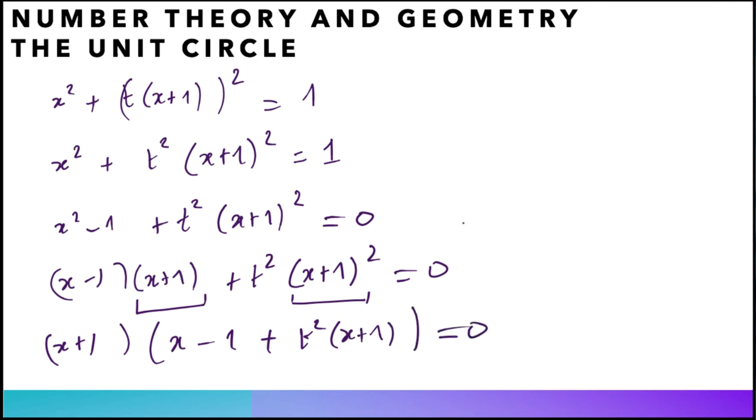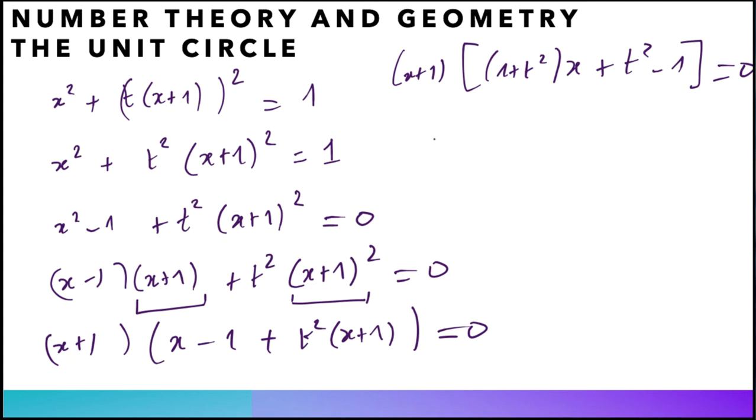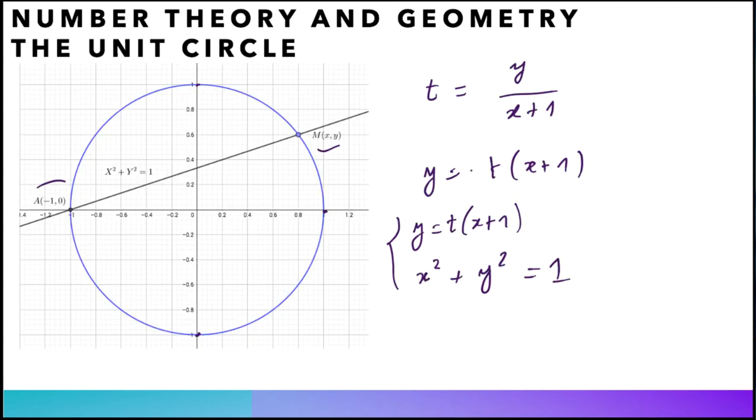This latter equation can be rewritten as (x plus 1) times ((1 plus t squared) x plus t squared minus 1) equals 0, which is equivalent to either x equals minus 1 or x equals (1 minus t squared) over (1 plus t squared), which is non-zero. I hope you noticed that getting x equals minus 1 as a solution is natural because the first point of intersection between our circle and our line has x coordinate minus 1.